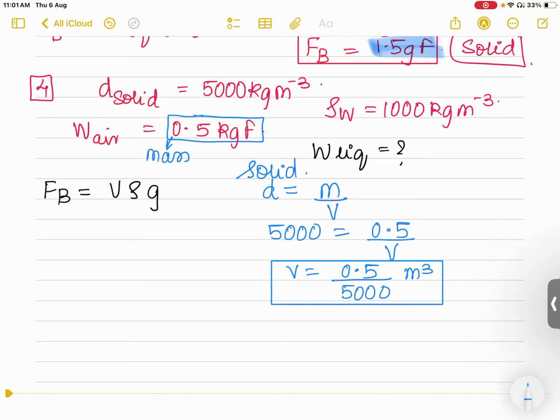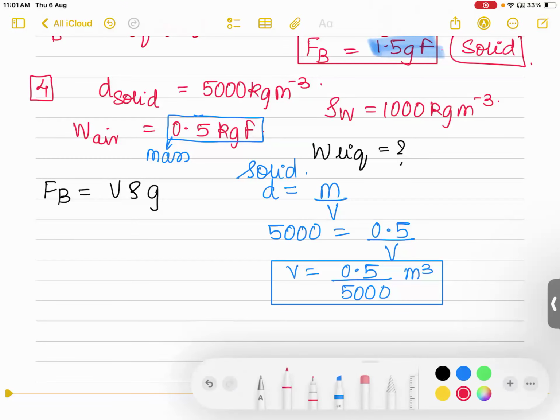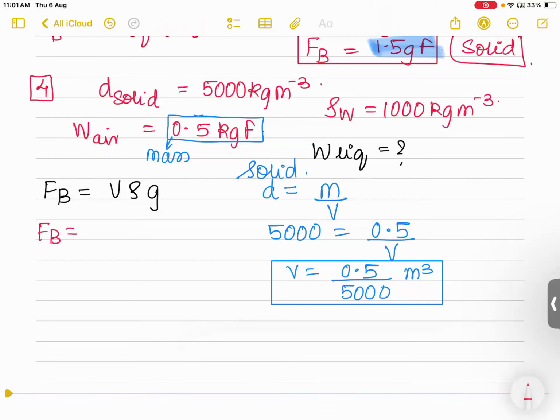Now I substitute in my FB formula, which is FB is equal to 0.5 upon 5,000, density of liquid is 1,000, and G as it is. I think three zeros will get cancelled, guys. On cancelling the zeros, I will get FB is equal to 0.5 gf. I hope this is clear to us, guys. Any confusion, any doubt here? Everybody? Great. So I got my FB.